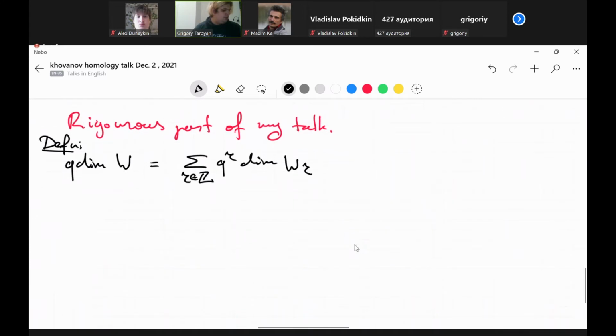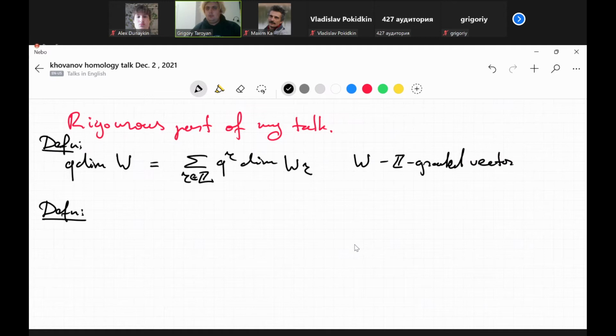Another thing is, of course, that our vector space W is just the direct sum of W_r. Yes, so it's a Z-graded vector space. So the second one is sort of a vertical shift. Let's call it like that.